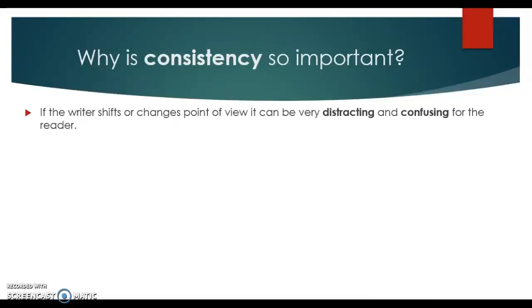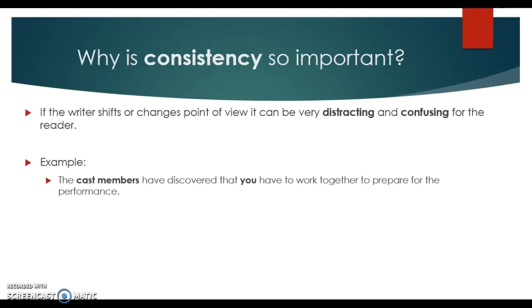So why is consistency so important? Once the writer has intentionally chosen to tell the story through a point of view, all of the plot events and everything that's happening in the story is happening through that narrator's or that character's perspective or through their lens. So if the writer shifts or changes points of view, it can become very distracting and confusing for the reader.